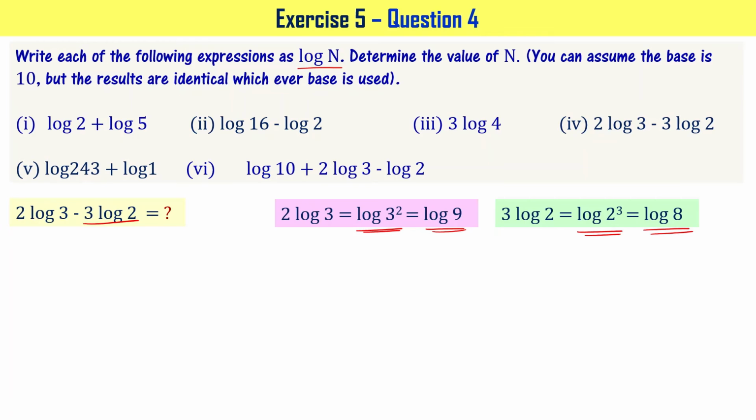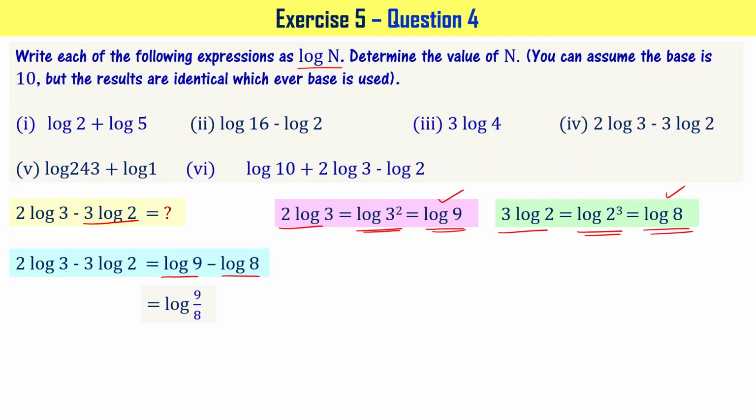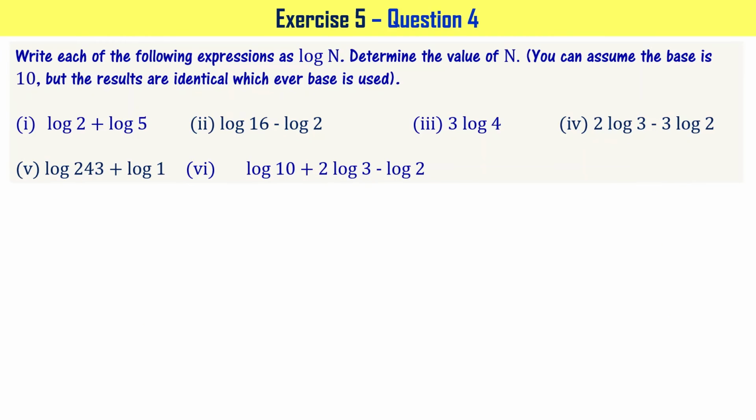Now let's substitute log 9 for 2 log 3 and log 8 for 3 log 2 into the given expression, so that it can be written as 2 log 3 minus 3 log 2 equal to log 9 minus log 8. Based on the second law, I can write it as log 9 by 8, right? To answer the question, we can say that 2 log 3 minus 3 log 2 equal to log 9 by 8. Got it?